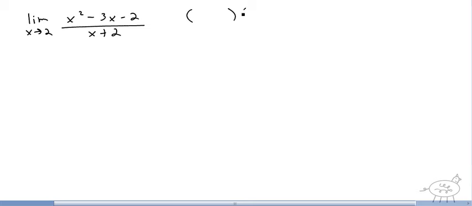Okay, so one more example. If I give you the limit as x approaches 2 of x squared minus 3x minus 2 over x plus 2, all right, so what are we going to do here? Probably try and factor, cancel things out. And so how do you factor the top? What is the top factor? 2x and x and minus 2 and plus 1.